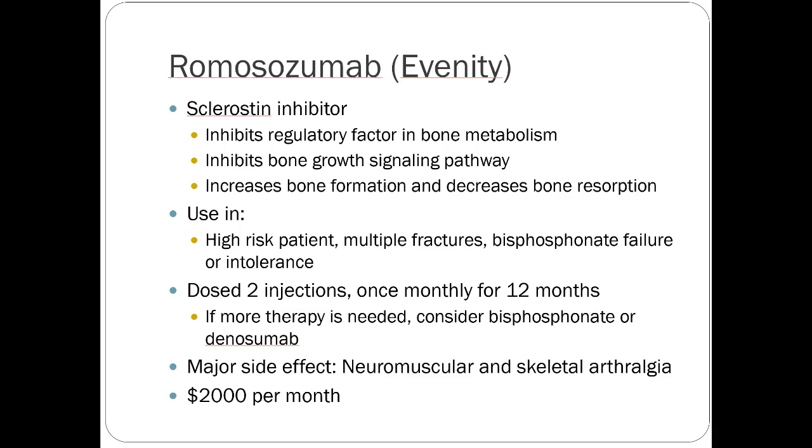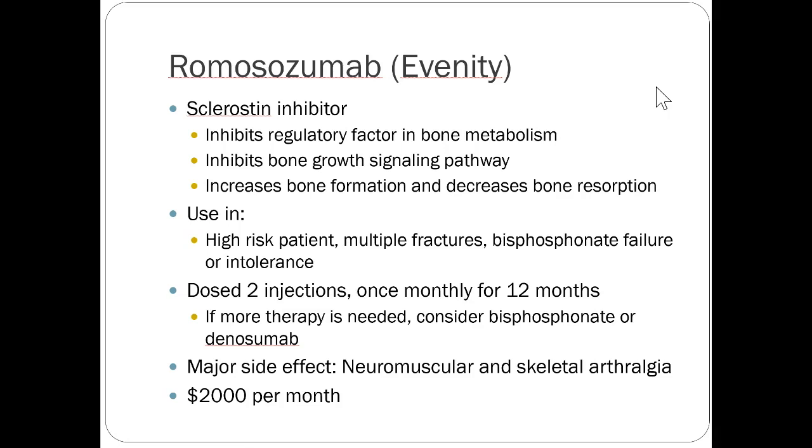So it's a sclerostin inhibitor, and I don't care exactly what these drugs are, just that they exist. And that includes denosumab as well. Just know that they're alternatives. You want to use it in high-risk patients, multiple fractures, bisphosphonate failure, kind of the same things we've been talking about here. Dosed as 2 injections once monthly for 12 months.